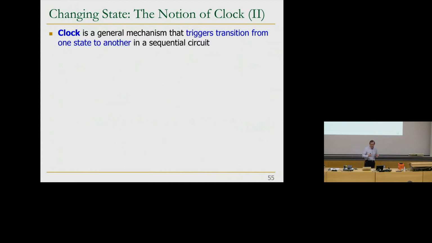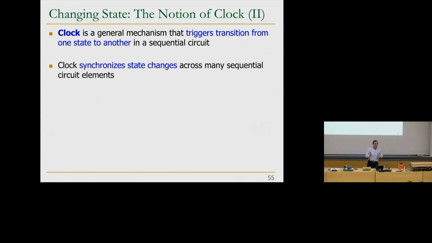It's really a general mechanism that triggers transition from one state to another in a sequential circuit. You don't always need it, but there are many, many cases where you need this clock, like the traffic light is one example. It's a synchronization mechanism. It really synchronizes the state change within the state machine, as well as across many different circuit elements.